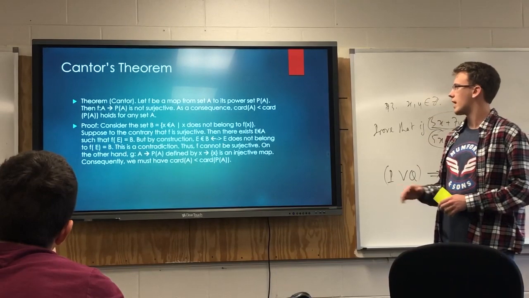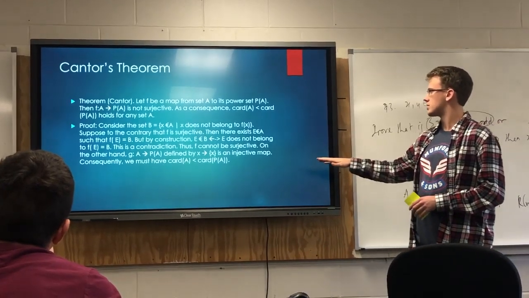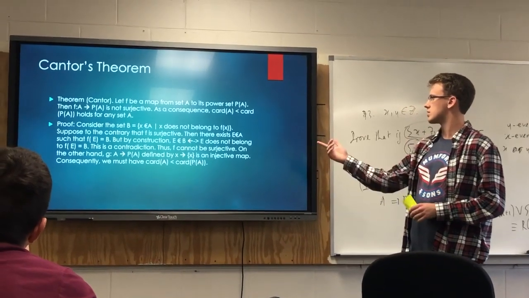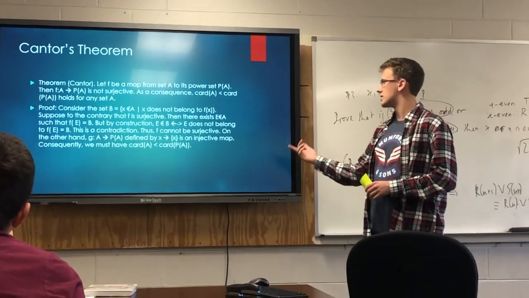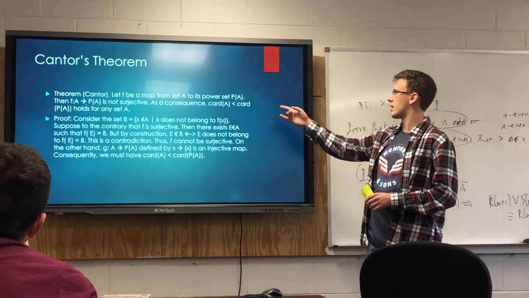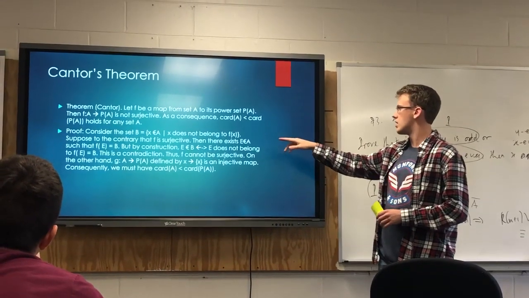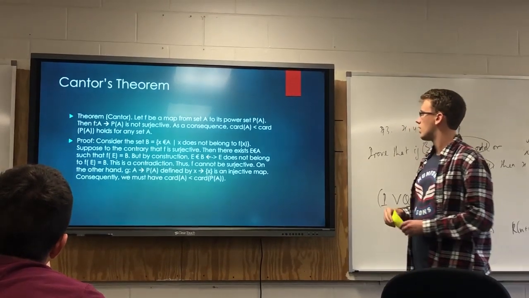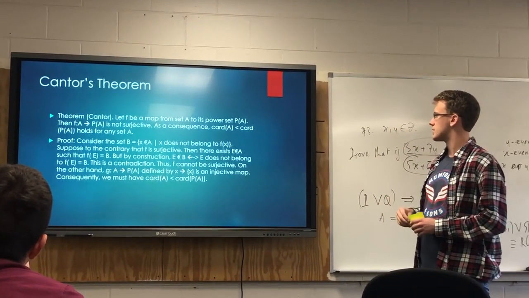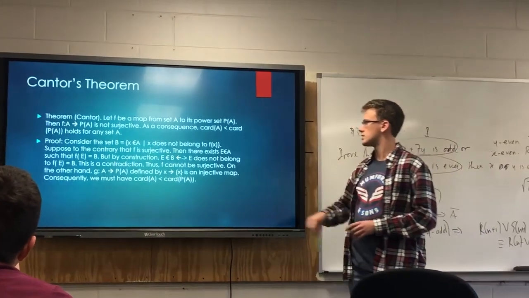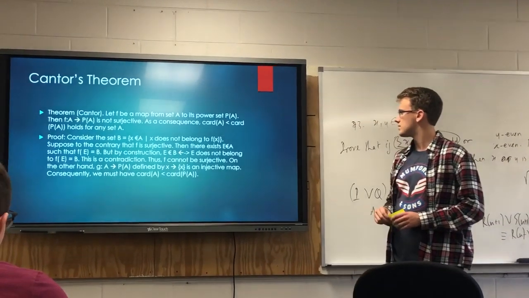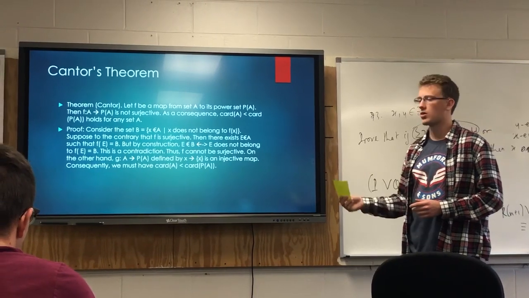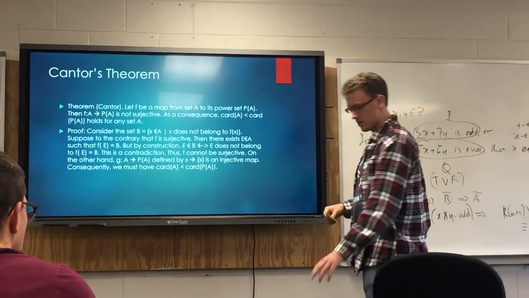For the proof, Cantor goes into a brief contradiction. He supposes to the contrary that f is surjective in order to prove that it is not. He then provides a counterexample, which proves that f cannot be surjective, as you see here. And so that proves that the cardinality of A is less than the cardinality of the power set of A.